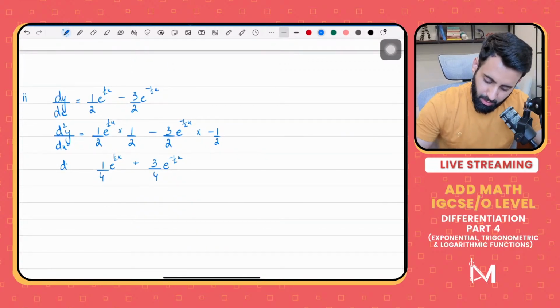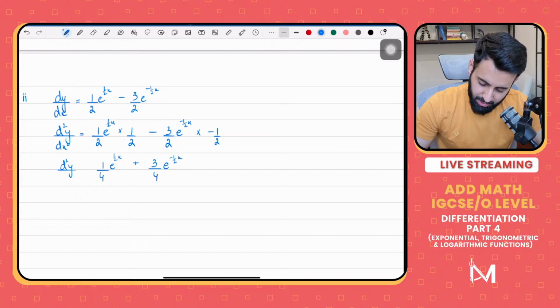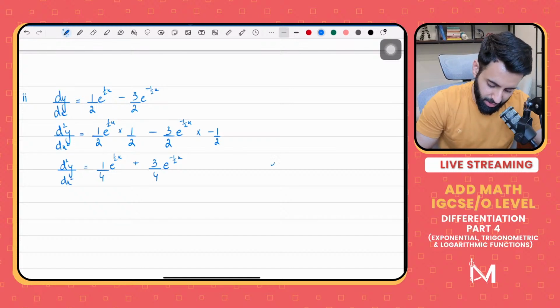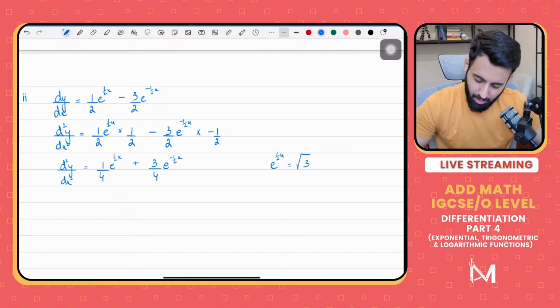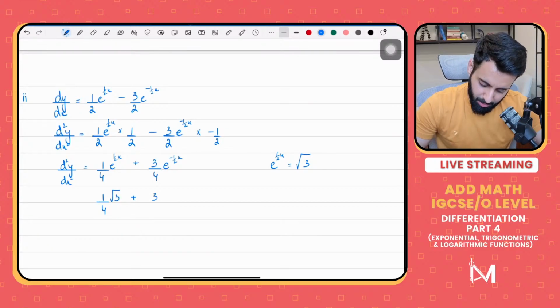Notice that this is not a constant, this is in terms of x. Now let's try and solve this without using a calculator. Notice that earlier we saw that e power half x is equal to root 3. So that means this will become 1 upon 4 under root 3 plus 3 upon 4 under root 3.